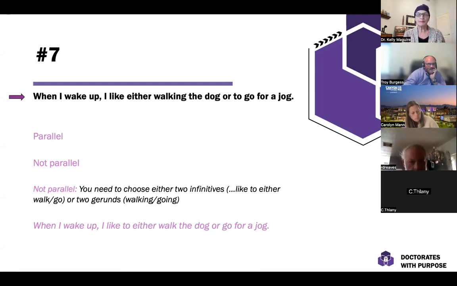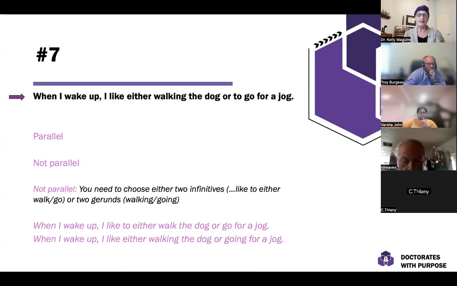Either to go, either to walk the dog, to walk the dog would also work. I was thinking like when I wake up, I like to walk the dog or go for a jog. I left the "either" out, so that's why I was asking. And that could work as well.